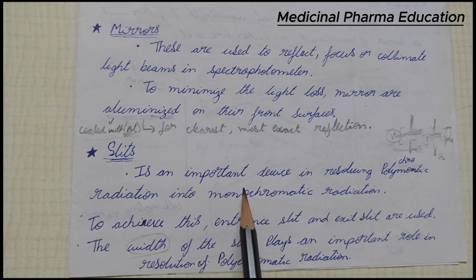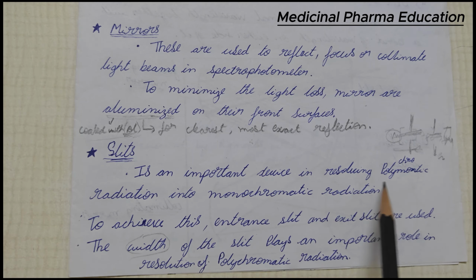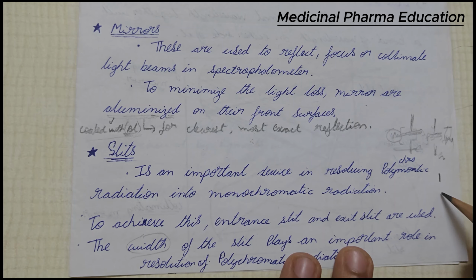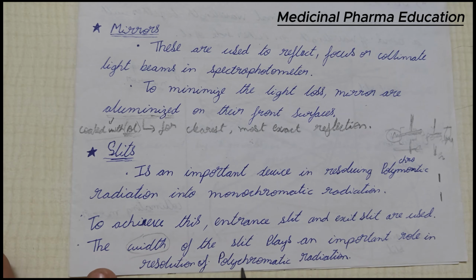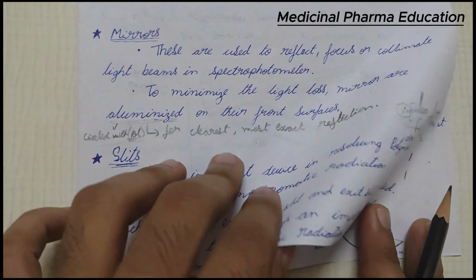The slit is an important device in resolving polychromatic radiation into monochromatic radiation. I think you have understood: the polychromatic light is converted to monochromatic light. To achieve this, entrance slits and exit slits are used. Entrance slit is where the light enters, and exit slit is where the light exits. The width of the slit plays an important role in the resolution of polychromatic light. The width is nothing but the distance between the upper and the lower slit. I think you have understood the concept.